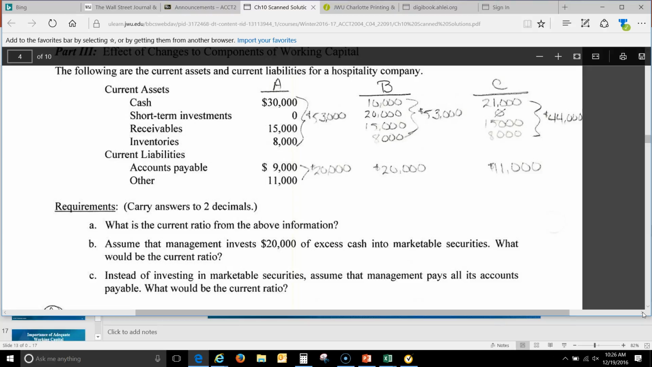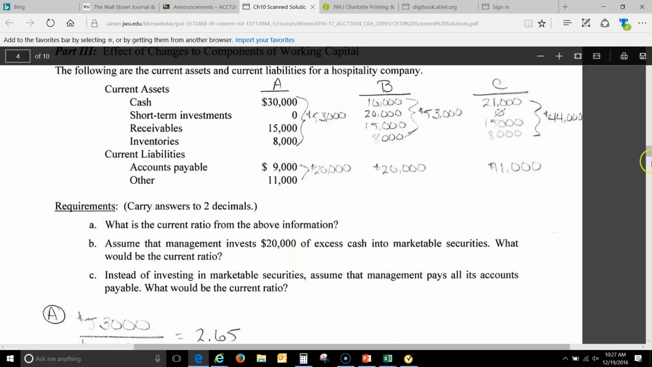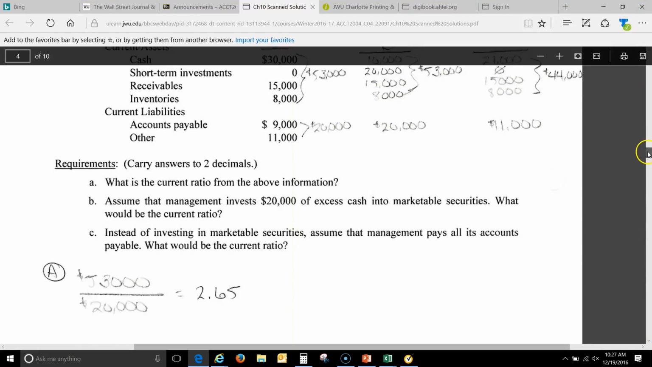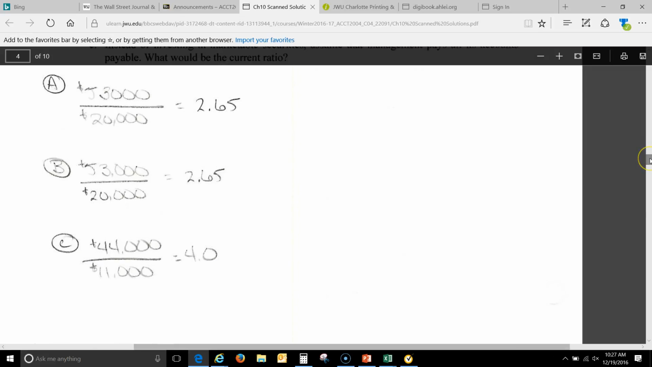So does the current ratio change? Yes, it does. So we have to watch what we are actually changing there. So there's your ratios. So look at what happens. Again, remember, current ratio: is higher better or lower better?